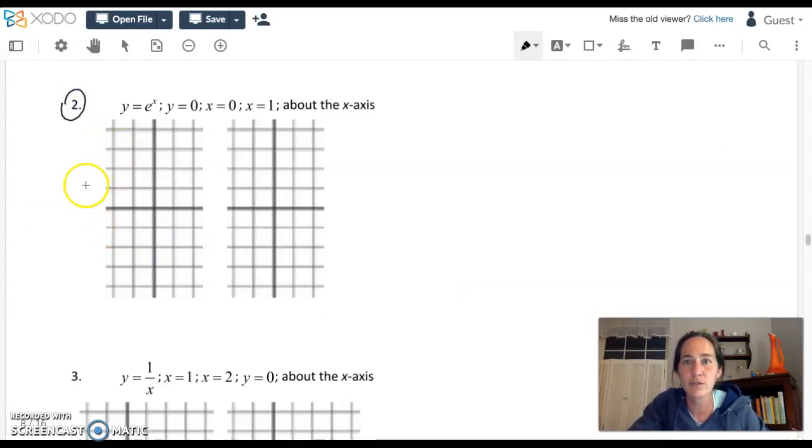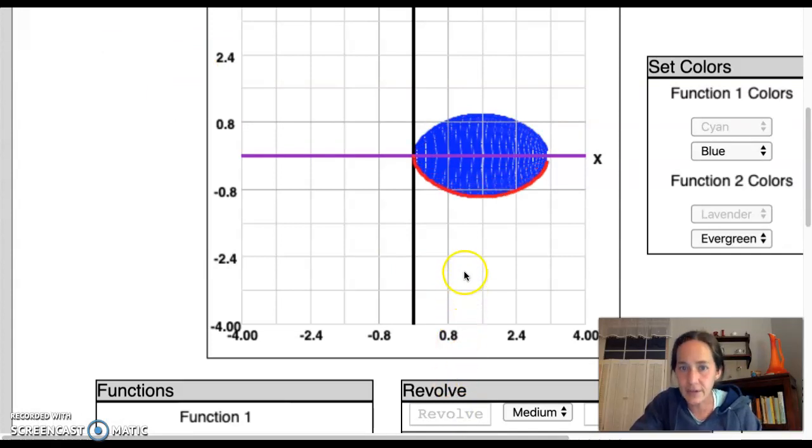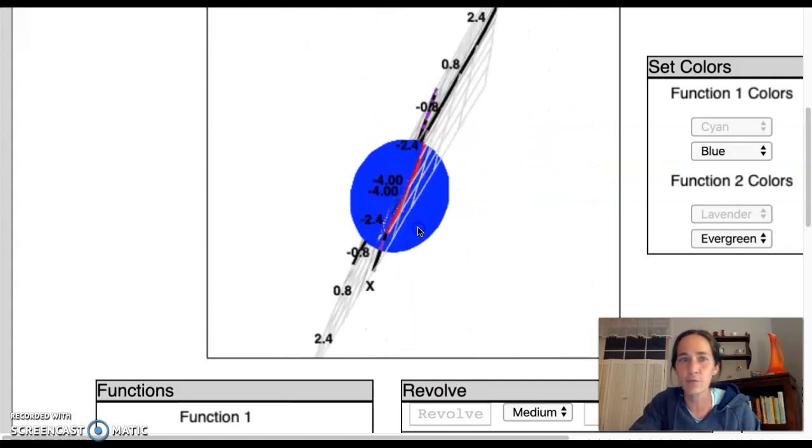Okay, so have this one set up. The last one I didn't show you the demo for, but here's what it would have looked like. So in the last question, we were revolving the sine of x, the square root of the sine of x, around the x-axis, and you get this kind of 3D football shape.